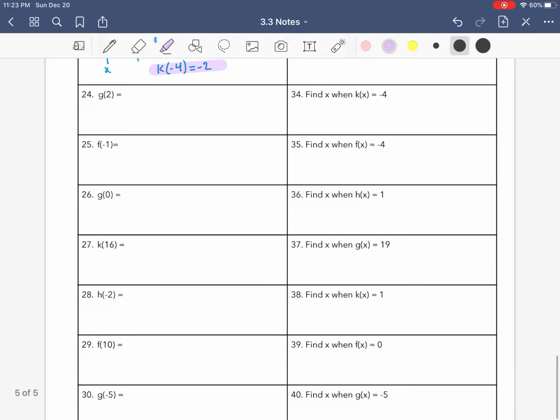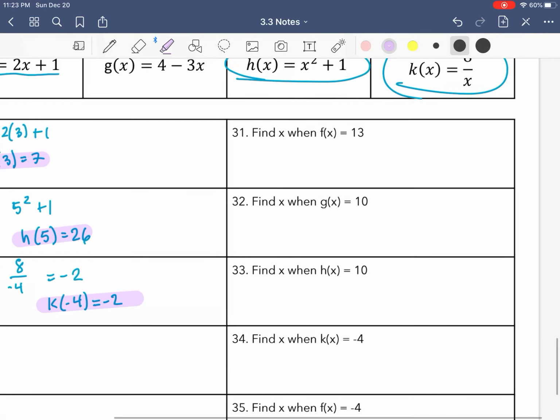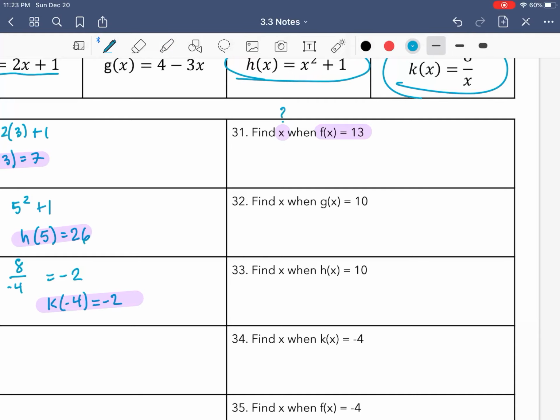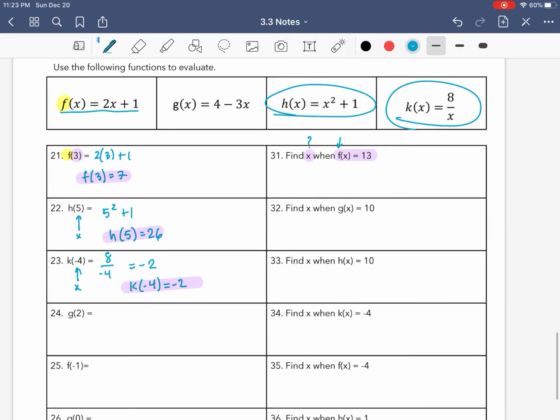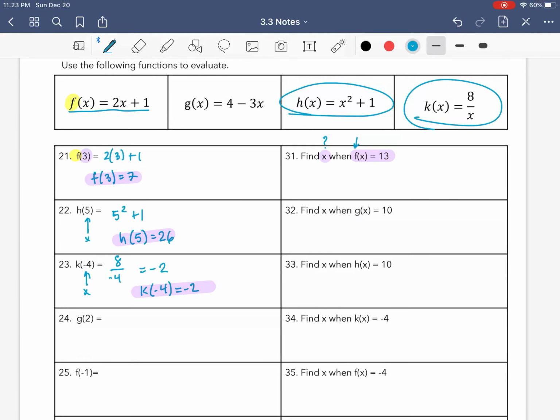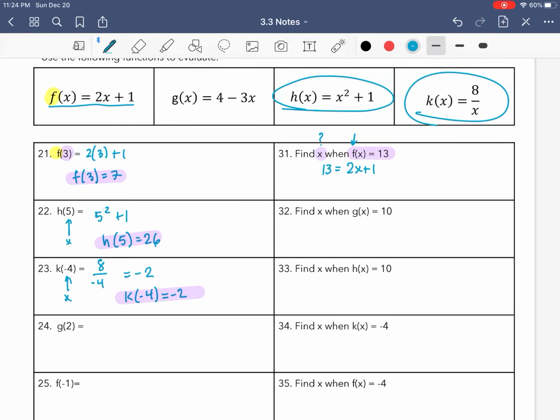The second column over here on the right is a little bit different because it's doing that reverse problem where you're finding the input and they're giving you the output. So they're telling you they want to find what input we put into function f, so we still need to pay attention to the function, to get out 13. So f of x equals 2x plus 1. They're wondering how do I get 13 out of 2x plus 1? We can just set it equal to 13 and solve, so I had to subtract 1. That was 12 equals 2x. So I get x equals 6.